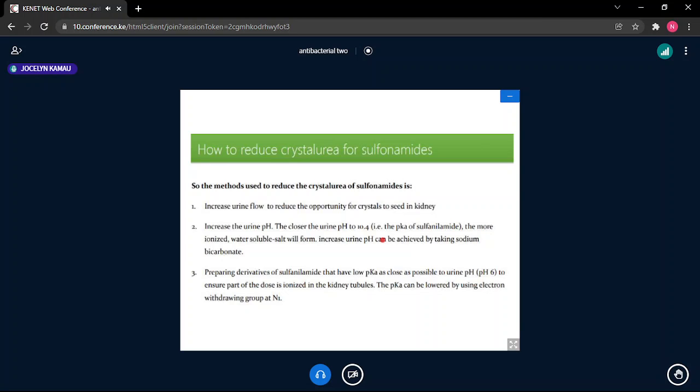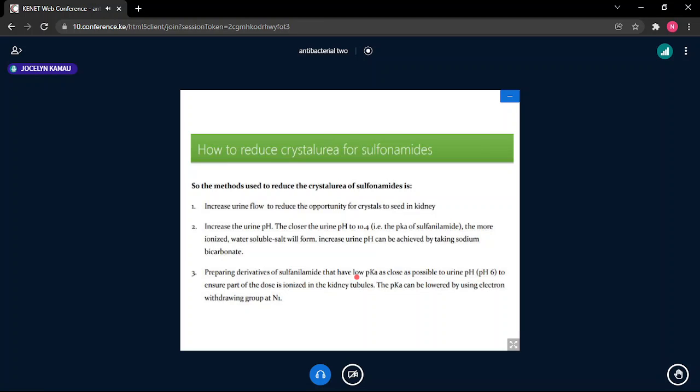So that's why we are saying increase the pH of the urine to approach the pKa of the drug. And once the pH of the urine approaches the pKa of the drug, by increasing the basicity of the urine, then the drug will be more ionized, and of course, it will eliminate crystalluria. Again, also the final one, which is very important to us, is preparing derivatives of sulfanilamide that have low pKa. Because the lower the pKa, the higher the Ka. And the higher the Ka, the higher the acidity.